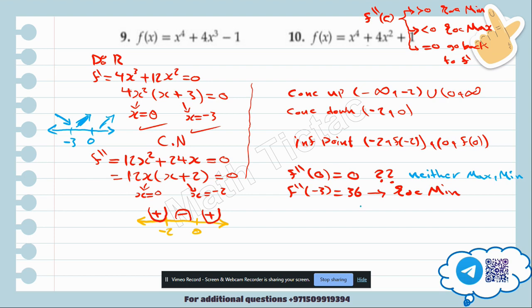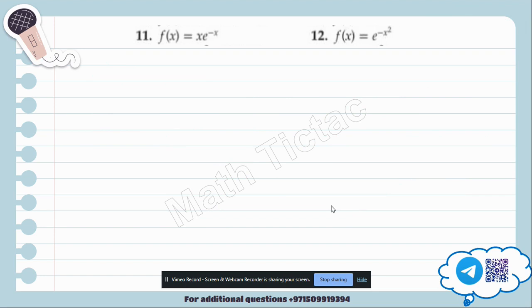Okay, so that's it. This is the end of this question. Next, inshallah, we will solve the same question if we have e to the power x, for example, e to the power minus x, or e to the power x squared or minus x squared. So we will see how we can solve the exponential function.